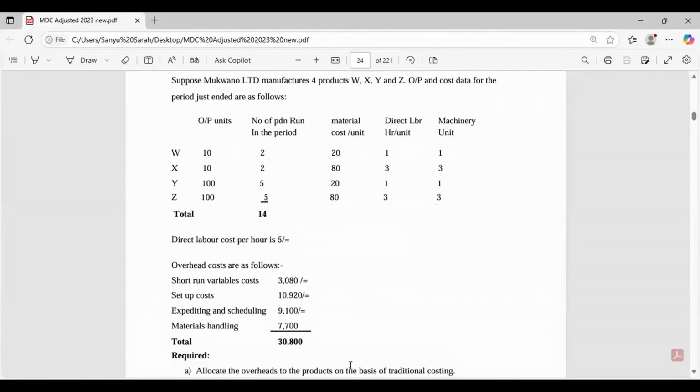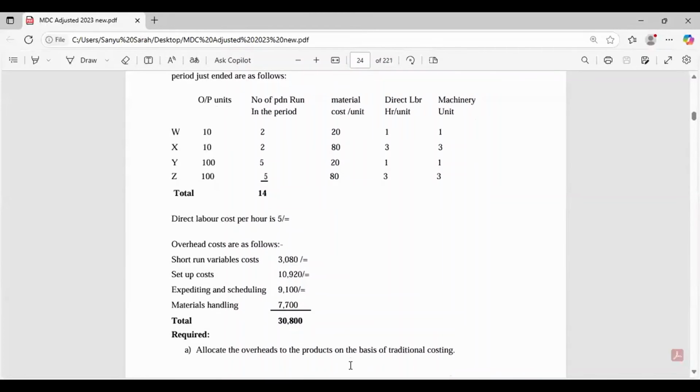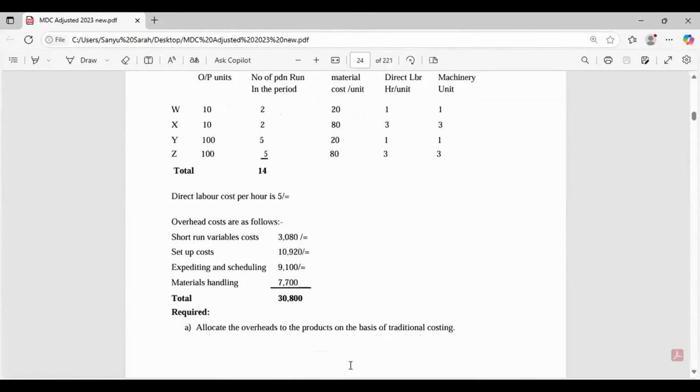So here, they are telling us that suppose Mukwano Limited manufactures 4 products, W, X, Y, and Z. Output and cost data for the period just ended are as follows. They gave you W, X, Y, Z, output units, number of production runs in the period, material cost per unit, direct labor hours per unit, machinery per unit. Below that, they told us that direct labor cost per hour is 5 shillings.